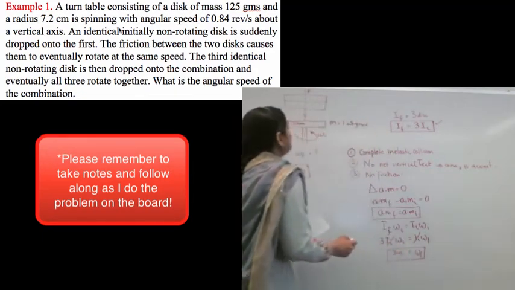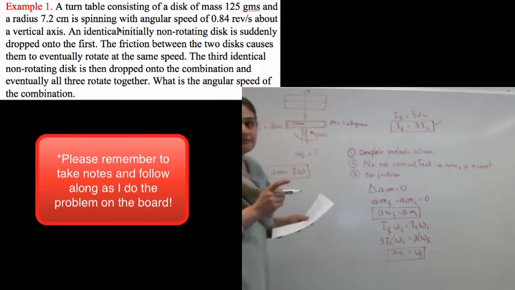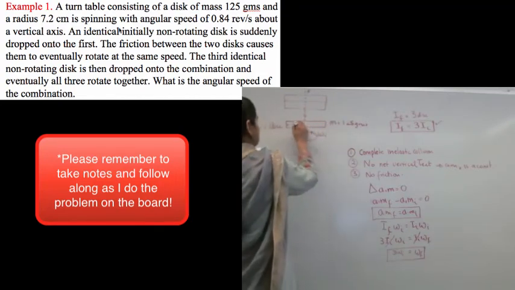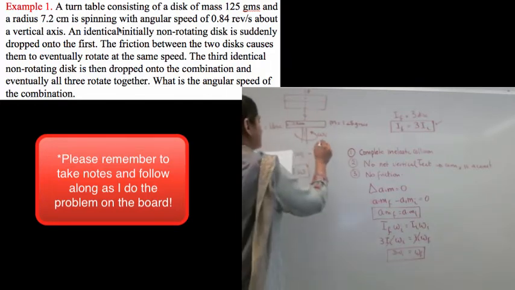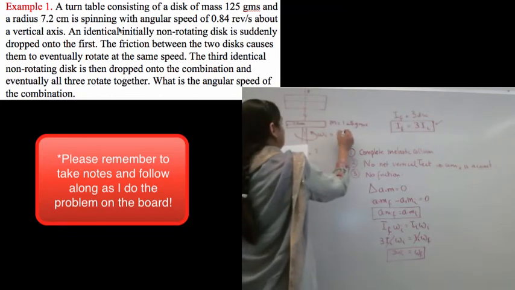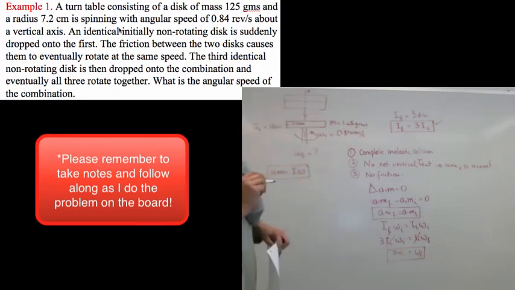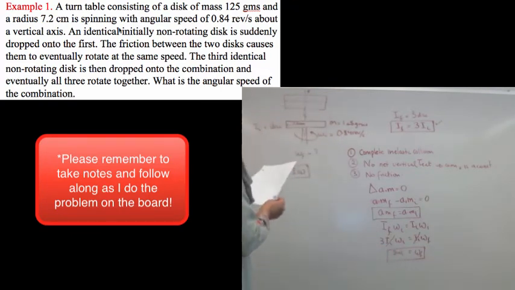Now, what was the question asking me? The question was asking me, what is my omega final? I know that they gave me M, and they gave me R, and they gave me the angular speed at which it's rotating, which was given by, I believe, 0.48 revolutions per second. So I can plug that one in here, multiply it, and get my answer.